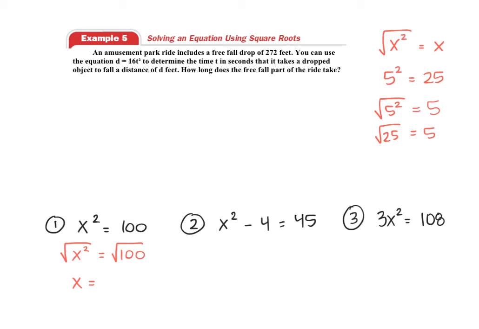So we have to take the square root of 100, and that's 10. Again, technically it could be plus or minus 10, but unless it specifically asks you for both roots, you can just give the positive. Okay, now look at number 2.